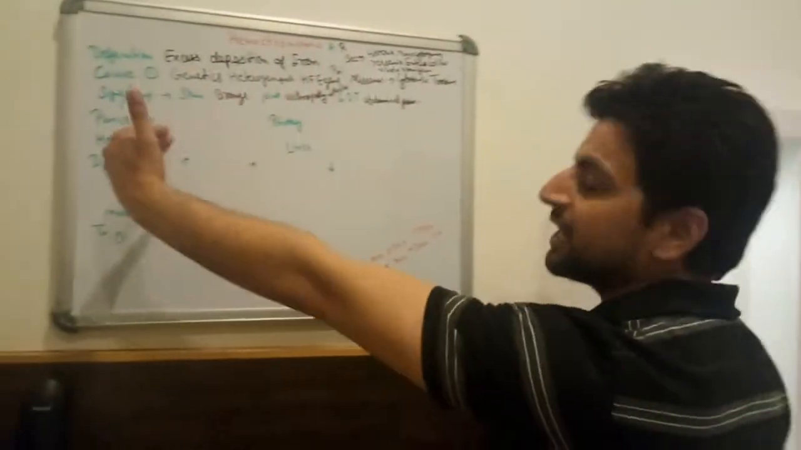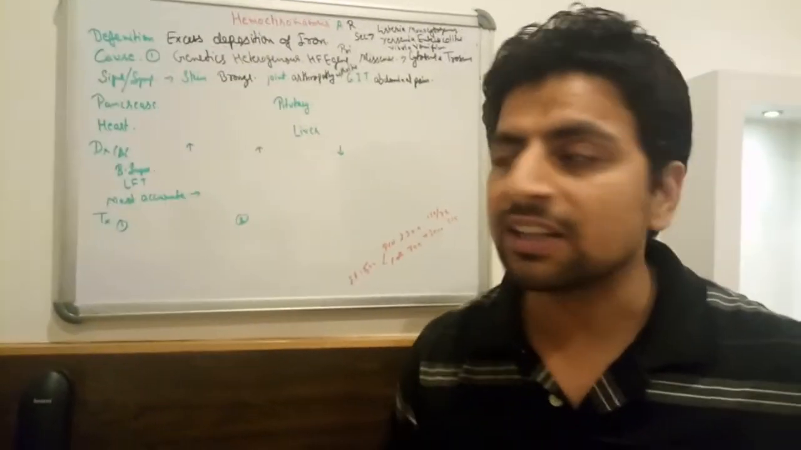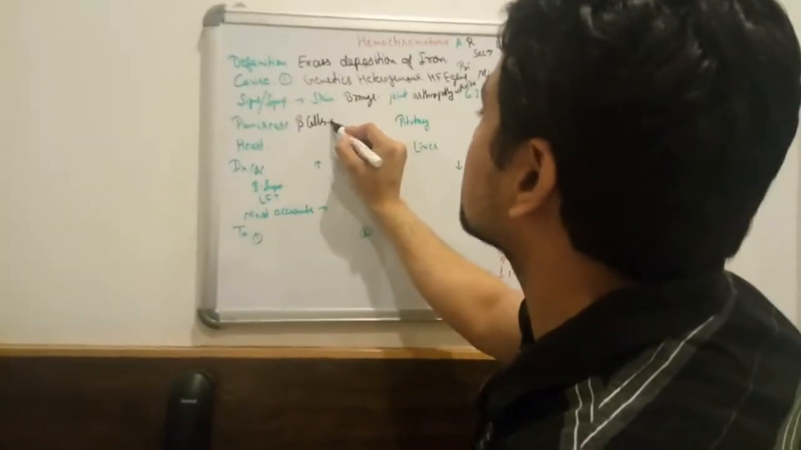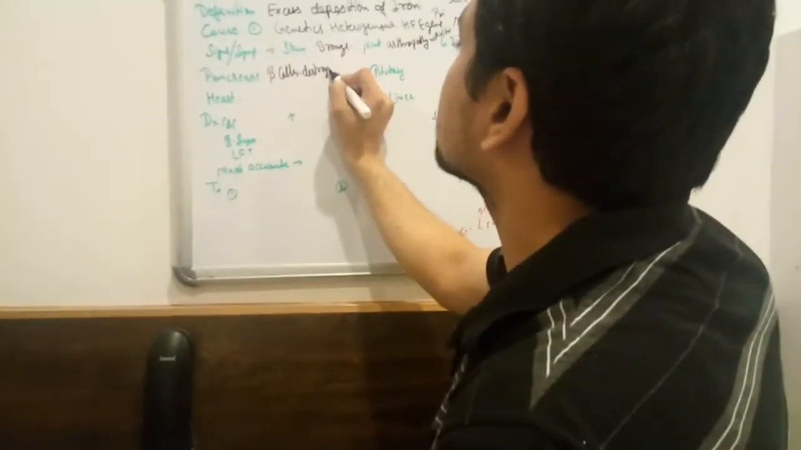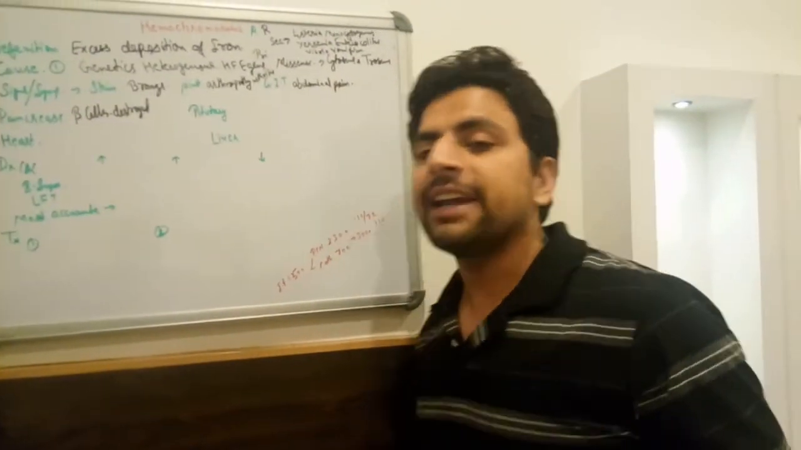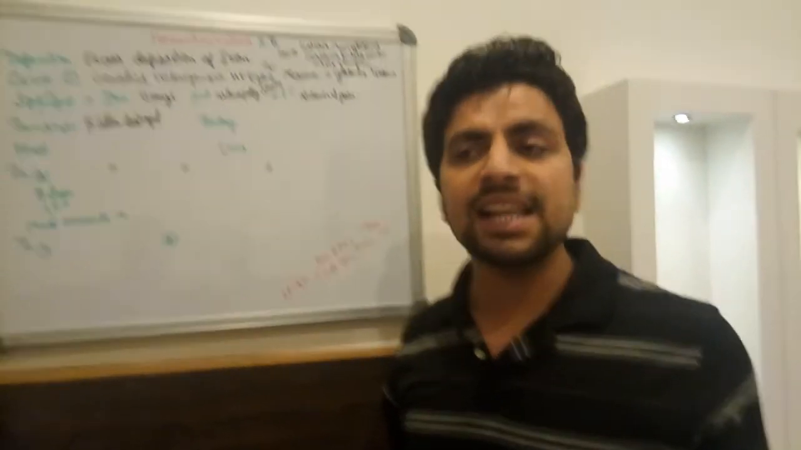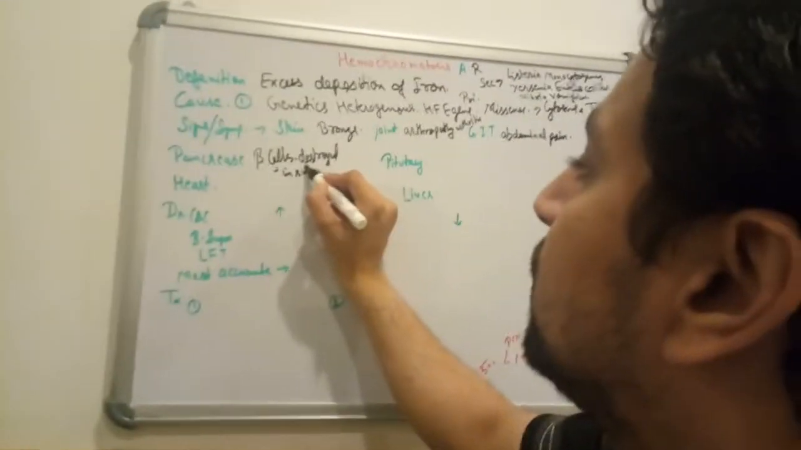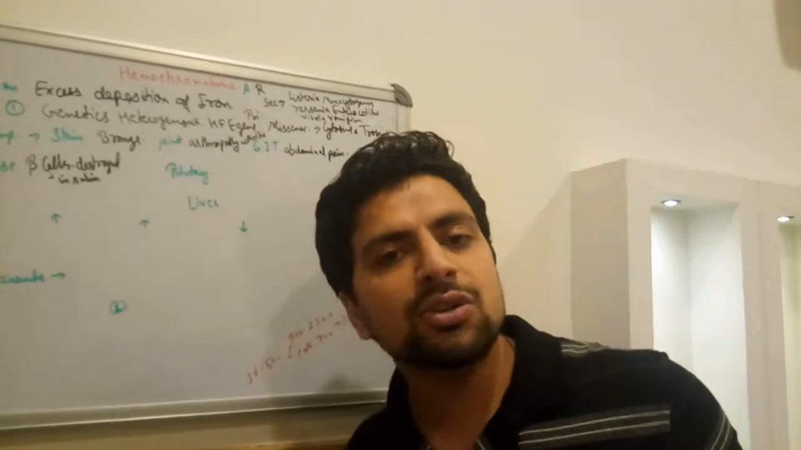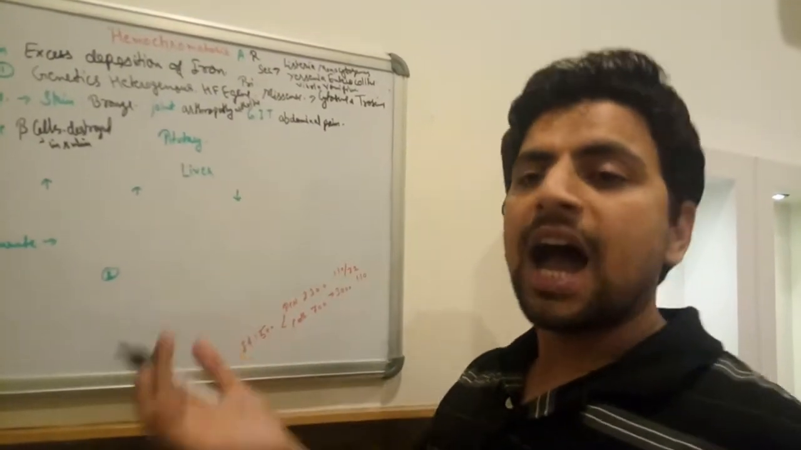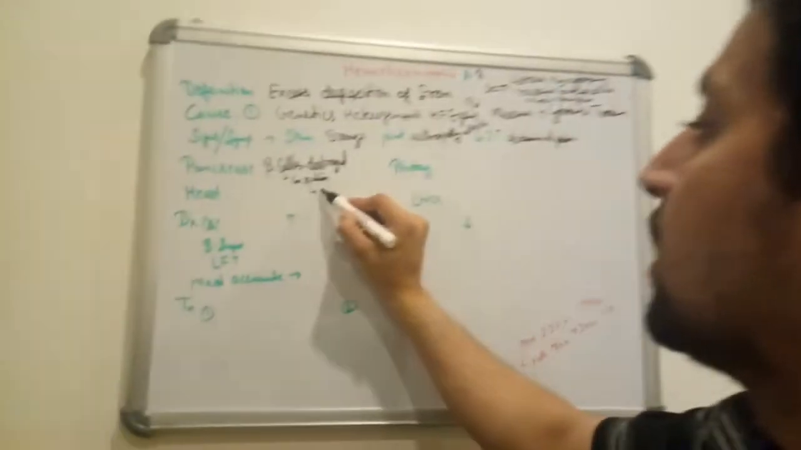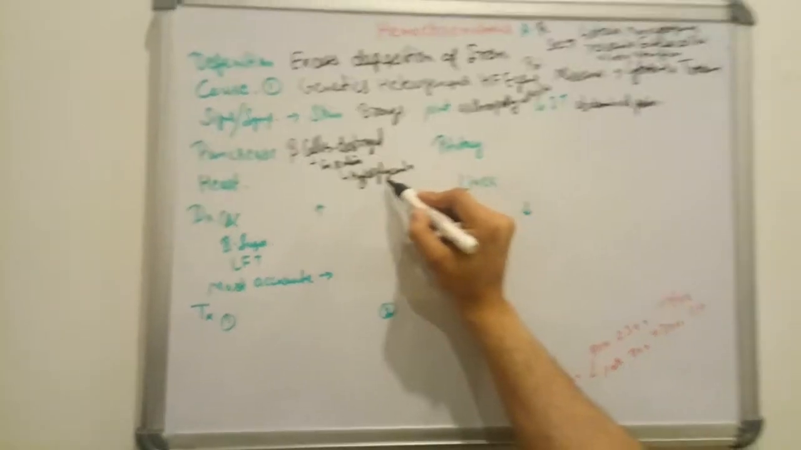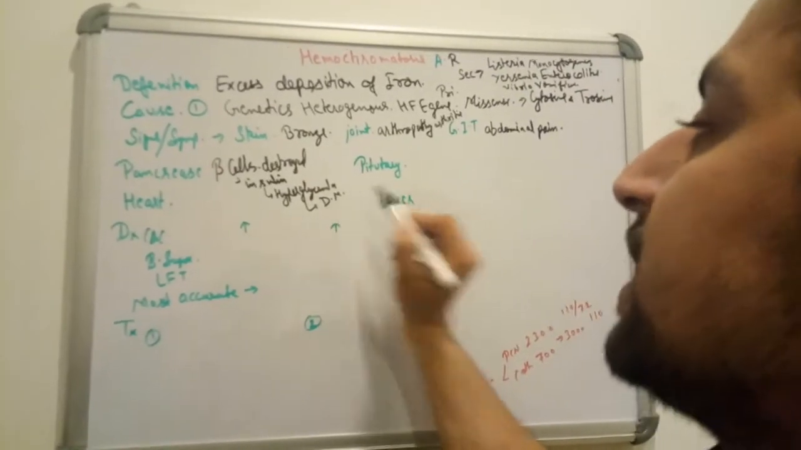Okay. Now the pancreas, what does it do? It destroys the beta cells. Beta cells of the pancreas are destroyed due to excess accumulation of iron. And what was the function of beta cells? They produce and secrete insulin. If this is destroyed, what is going to happen? Hyperglycemia. Hyperglycemia causes diabetes mellitus.